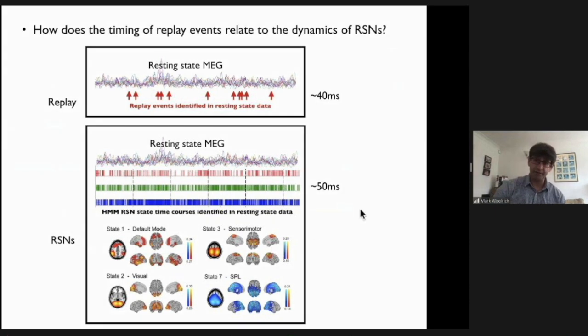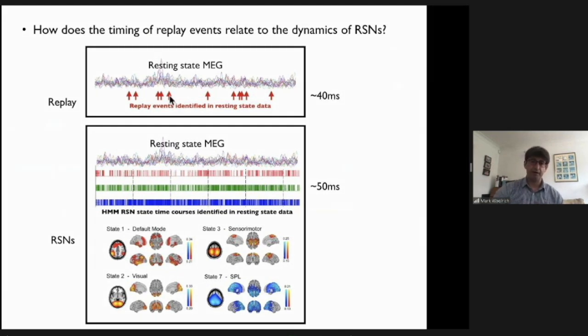And the reason why we can do this is because we have the ability to look at the same kind of time scale. So the replay events occur on these 30-40 millisecond time scale, whereas as we've seen, the HMM can identify network dynamics on the 50 or so millisecond time scale. So we have the ability to potentially do this.